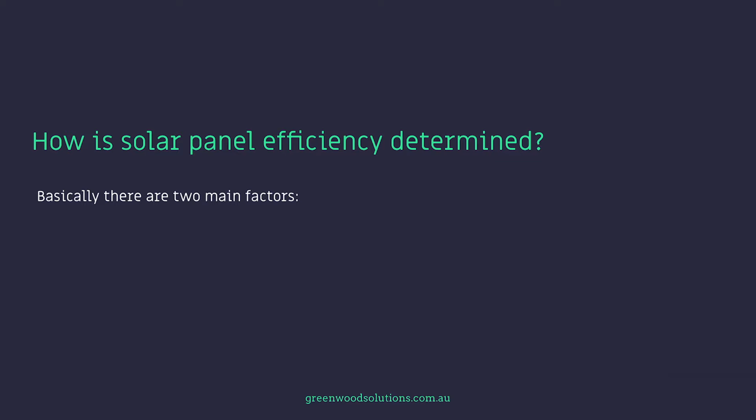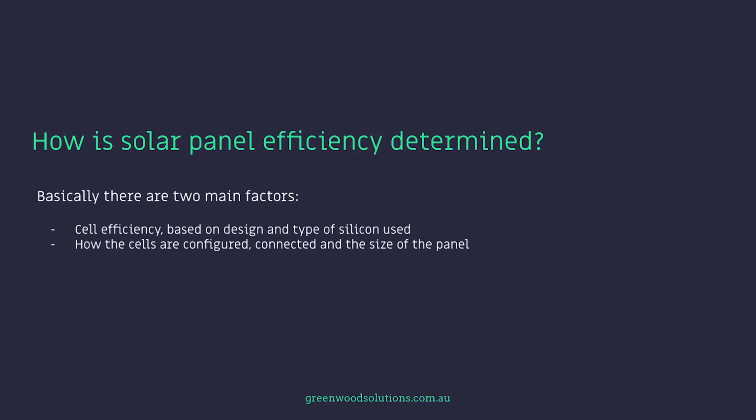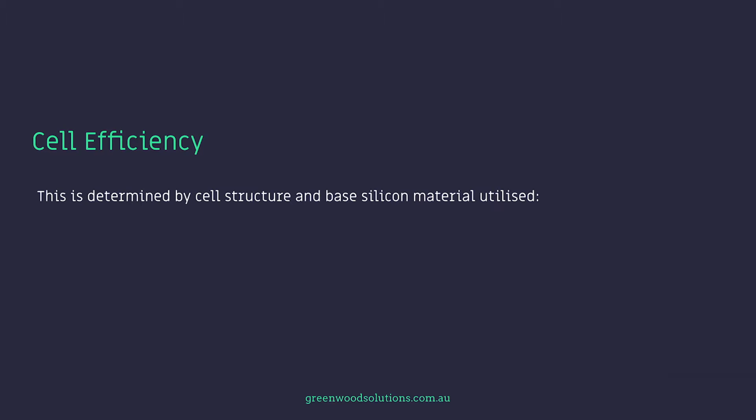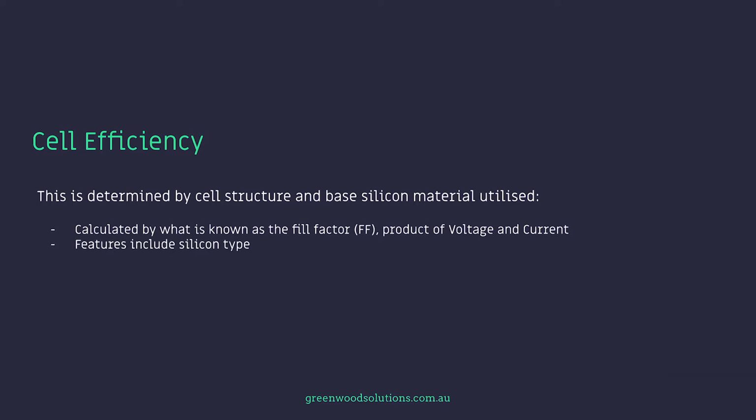Basically, there are two main factors. The cell efficiency, based on the design and the type of silicon used, monocrystalline, polycrystalline, amorphous, how the cells are configured and connected, and the size of the panel. Now this is determined by cell structure and base silicon materials utilised. It's calculated by what is known as the fill factor, which is a product of voltage and current. And features include the silicon type, as mentioned before, and the number of busbars or connections on the actual panel itself.